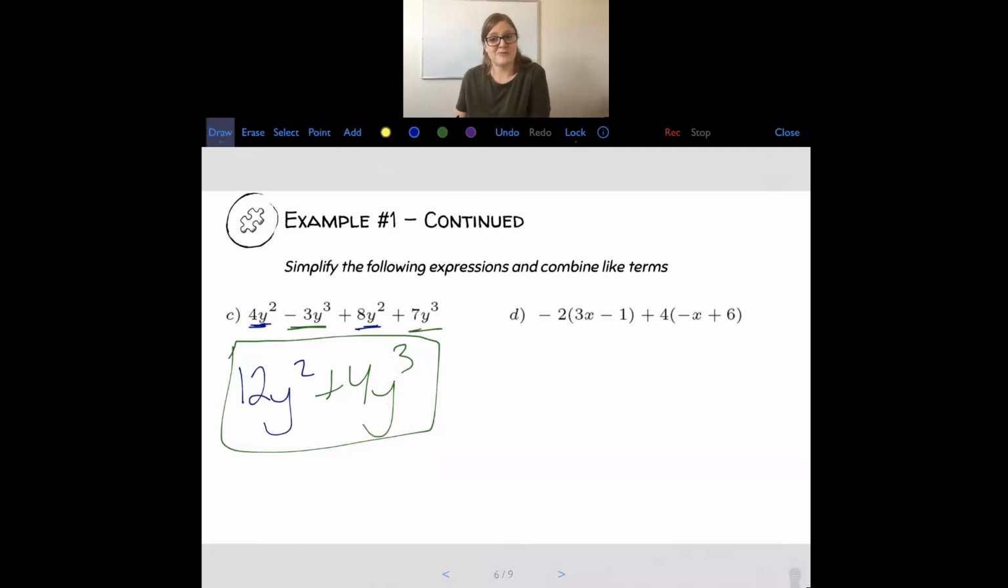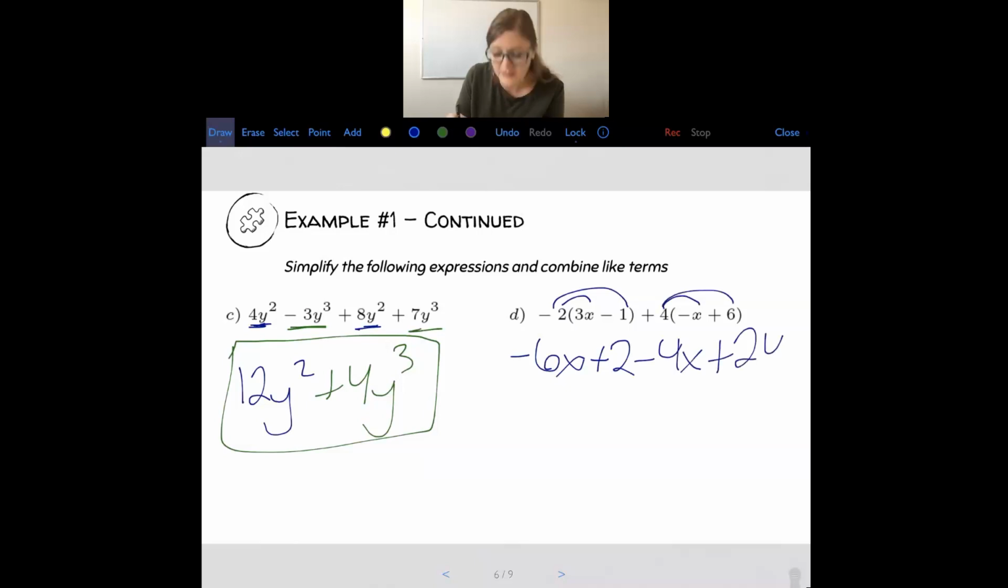Example D, we have lots of parentheses in distribution. So this is -2 times 3x, which is -6x. -2 times -1 is +2. And then we have 4 times -x, which is -4x, and 4 times 6, which is 24. So now that we've gotten everything out of the parentheses, we're able to combine our like terms.